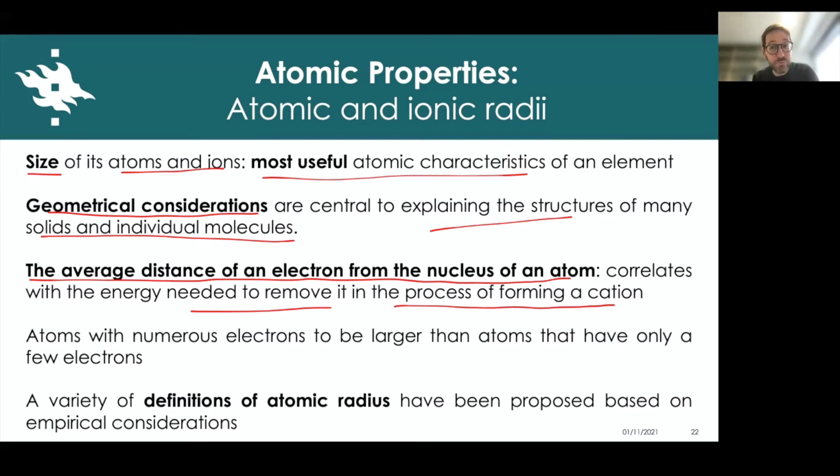And also, it's important to note that atoms with numerous electrons will tend to be larger than atoms that have only a few electrons, because more electrons will give larger sizes. However, it's important to keep in mind that when we talk about the size of atoms and ions, there is a variety of different definitions of atomic radius that have been proposed, and these come as a result of several empirical considerations.